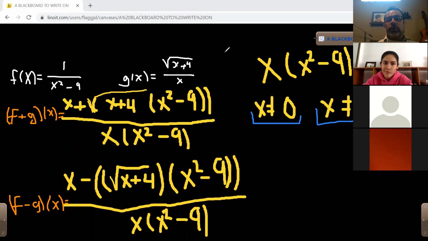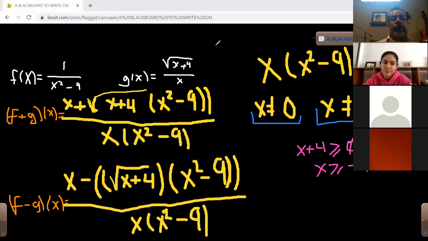use another color. We also have to include that x plus 4, which is what's inside the square root, has to be larger than or equal to 0. And this means that x has to be larger than or equal to -4. Okay? Is that part clear?